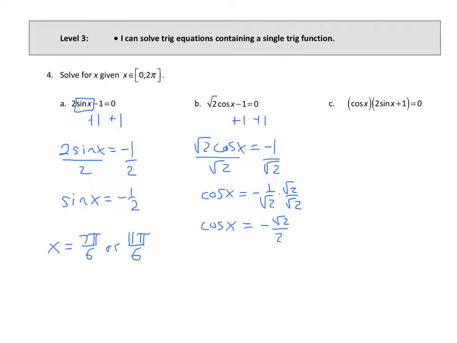And so now I ask myself, where between 0 and 2 pi do we have angle measures that have cosine values of negative radical 2 over 2? And those angles would be 3 pi over 4 and 5 pi over 4.